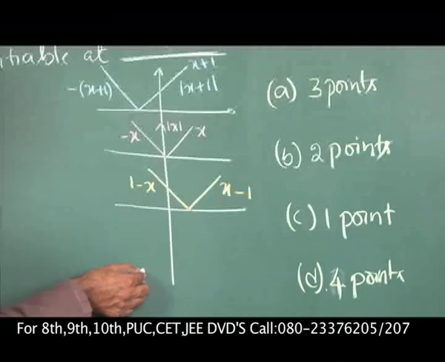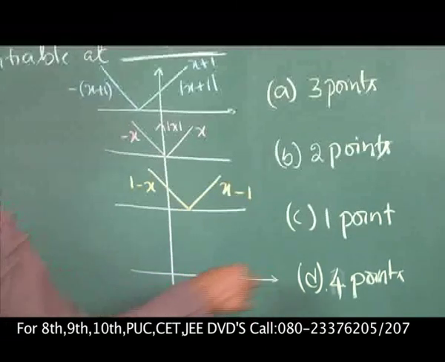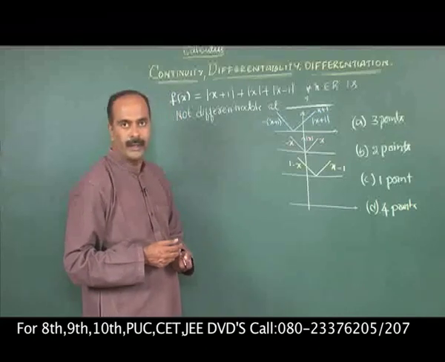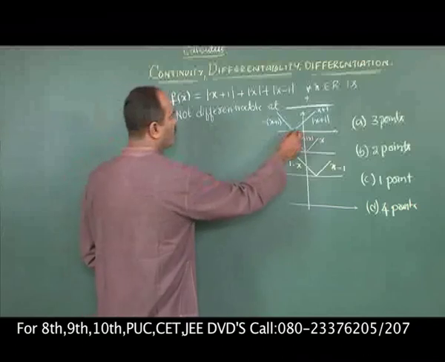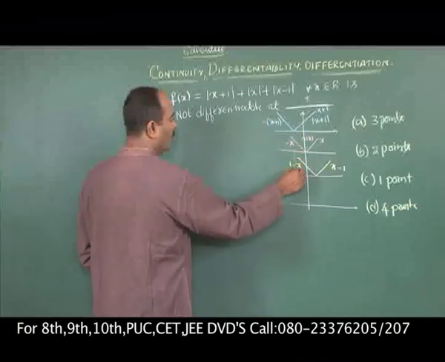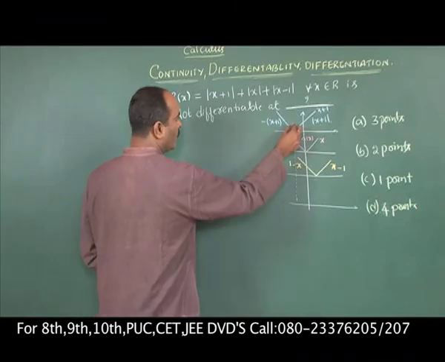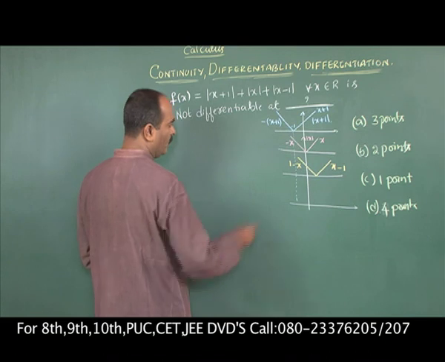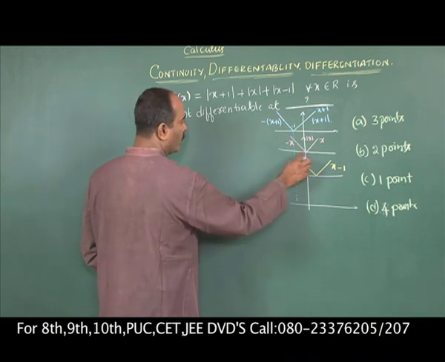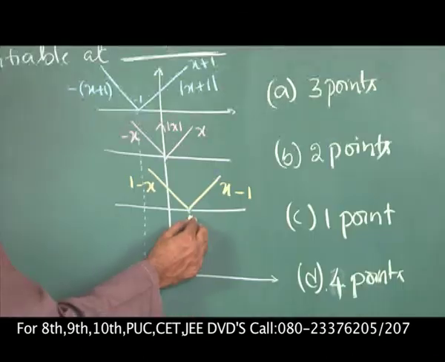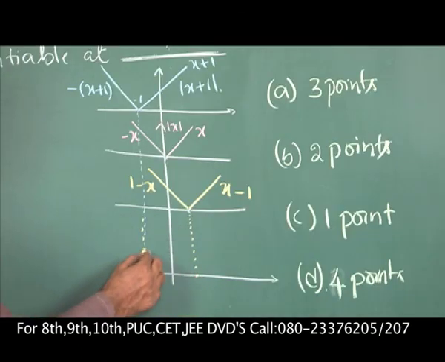Now, the final graph is the addition of all. To find that, you have to divide the graph into three particular parts. One is for the values of x less than minus 1, this point is minus 1. Another is for the values of x lying between minus 1 and 1, and the third is for the values of x greater than 1. So, we are dividing the entire part into three different parts and discussing that.